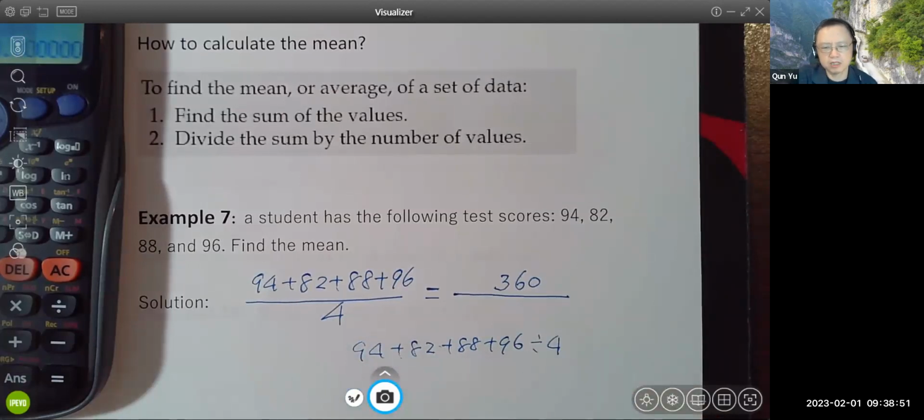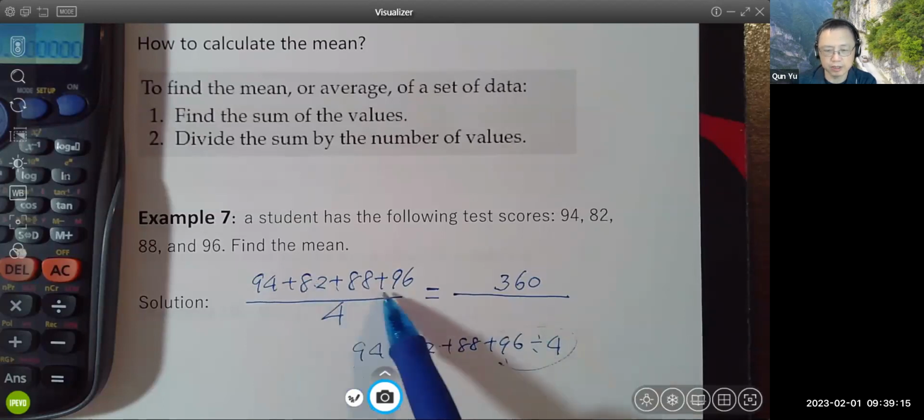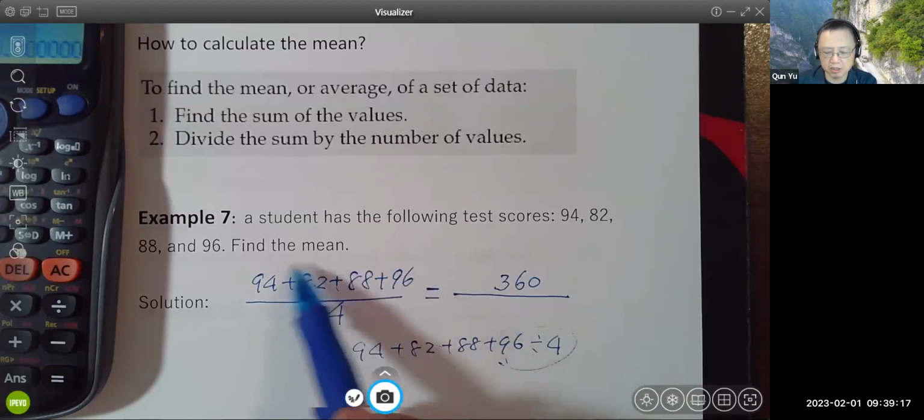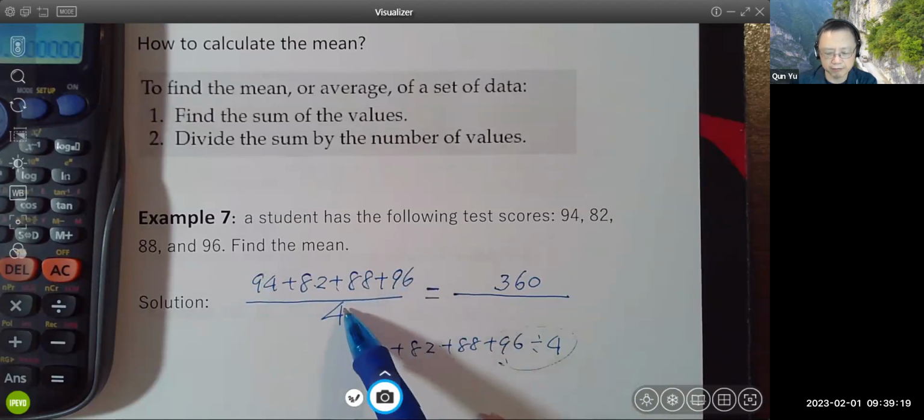Can you see what's wrong here? Your answer, whatever you get, would be wrong, because the calculator will follow the order of operations too. It will perform this division first and add the result to these 3 numbers, which has a different meaning than average, because average is the sum of all of the numbers divided by the number of numbers. You have to get the sum first.